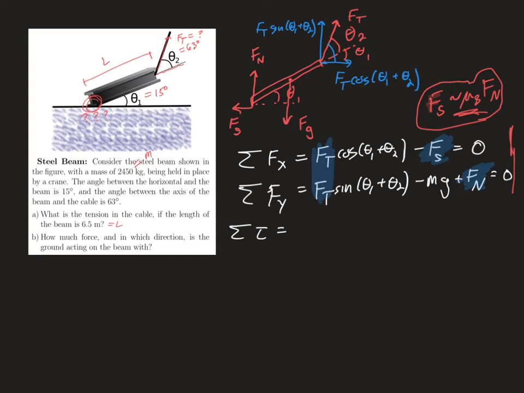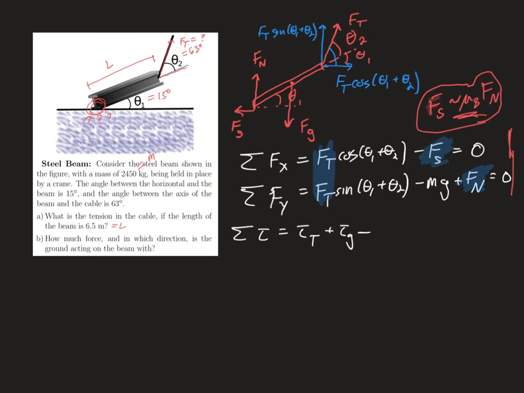Each force is going to contribute a torque. So I can write this as the torque due to the tension, the torque due to the gravity, the torque due to the normal force, and the torque due to the static friction force. Those should all sum up to be 0. So this is going to be sort of complicated.